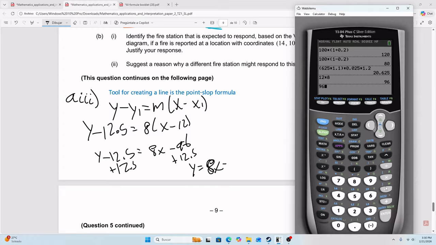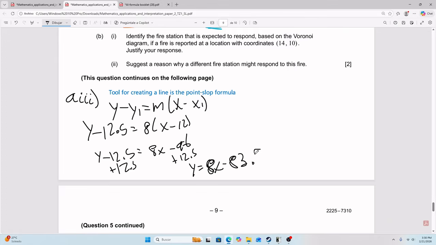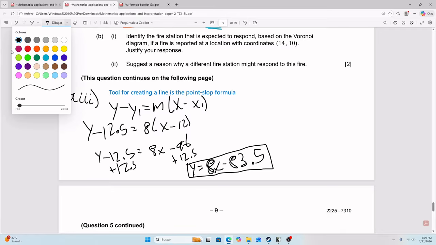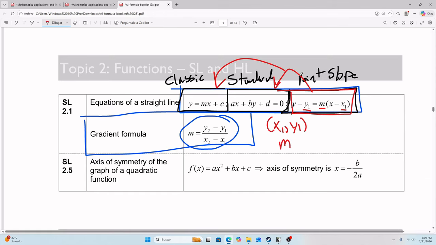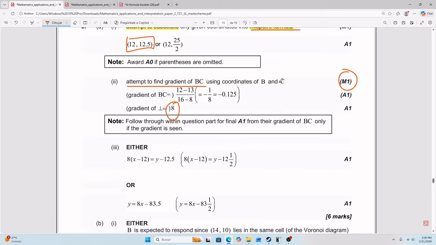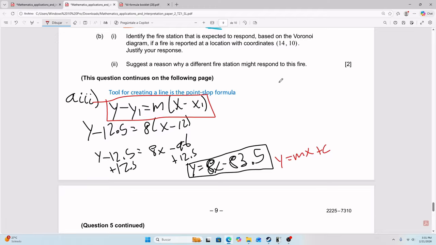And you end up with y equals 8x minus, I know this is like a negative, but I'm just trying to think about it differently. Yeah, you end up with 83.5. So y equals 8x minus 83.5. So notice how you started with the point slope formula, and you ended up with your y equals mx plus c. Very convenient, and there I showed you how you start from the point slope and reach the classic, and from here you can also reach the standard. I'm not going to show that because it's not relevant in this case, but we can see that it's doable.